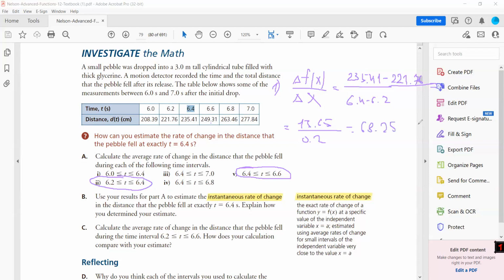68.25. And what is this quantity? This is centimeters per second. So the speed of the falling pebble in the interval of 0.2 of a second from 6.2 to 6.4. Let's evaluate the second one.